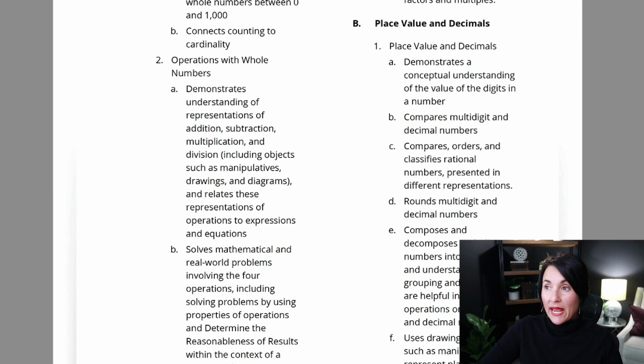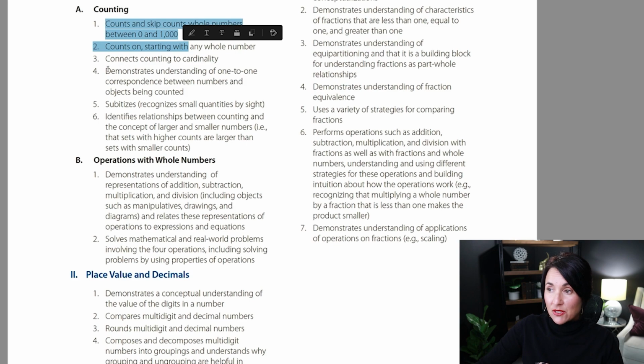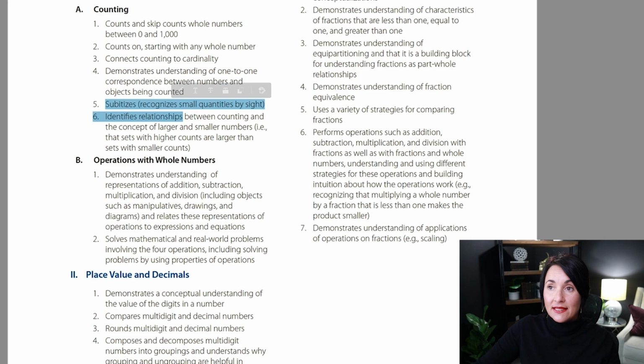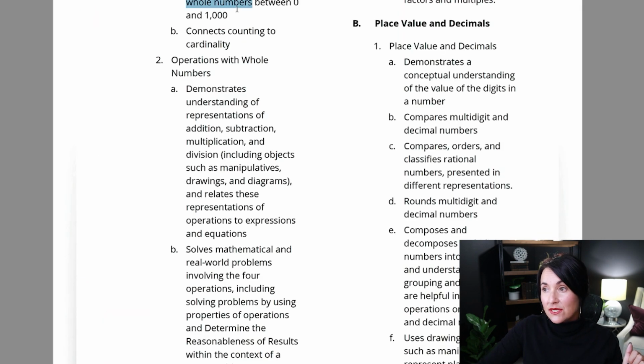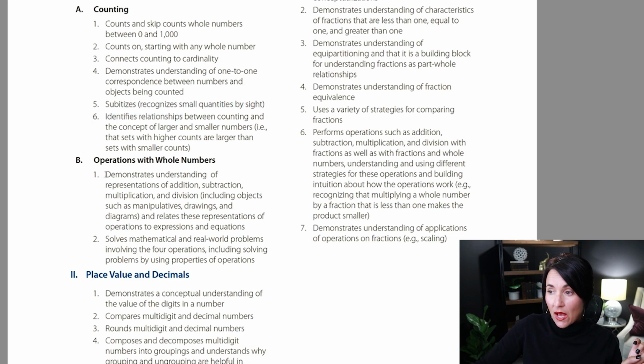So you can see here under A, counting and operations with whole numbers. This is for the 5008. And here for the 7813, counting and operations with whole numbers. We have this counts and skips and demonstrates understanding of one-to-one correspondence, subitizes, all of that. Let's go back to this one here, counts and skips. There's a little bit here about cardinality, but we have representations of subtraction, solving real-world problems, identifying properties of operations, and those are going to be in here as well.